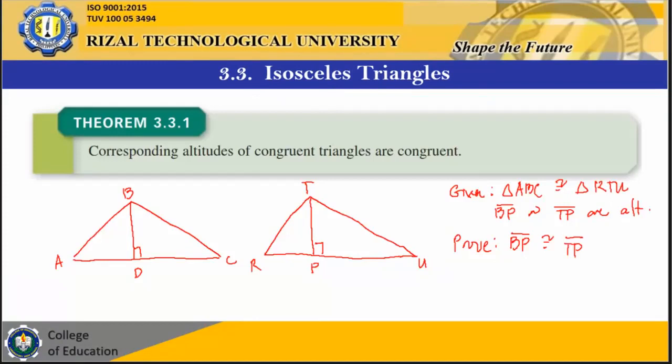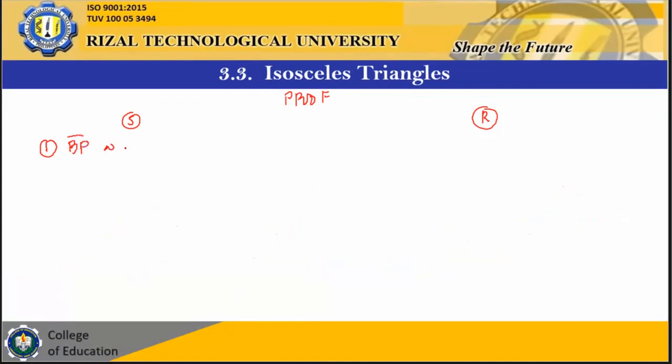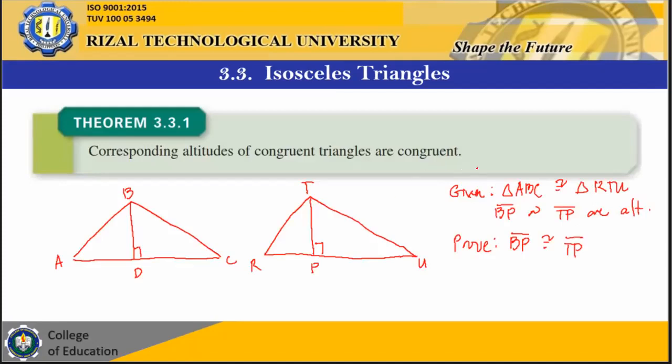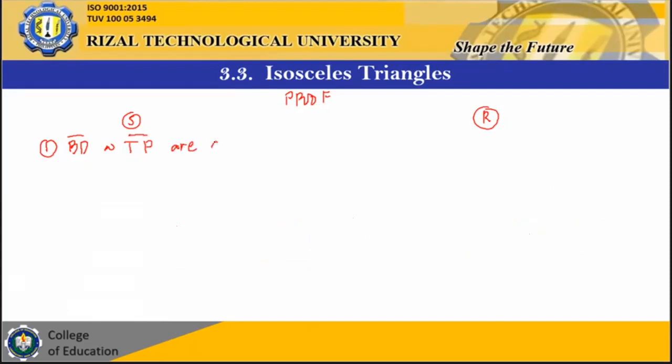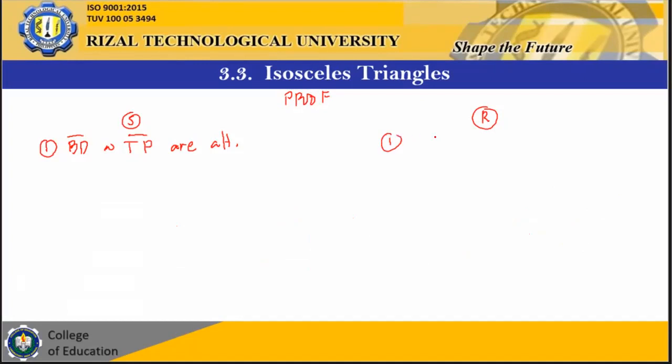Unahin natin yung pangalawa. BP and TP. BP ba? BD. Here. BD. Okay. So BD and TP are altitudes. Okay, number 1, given.